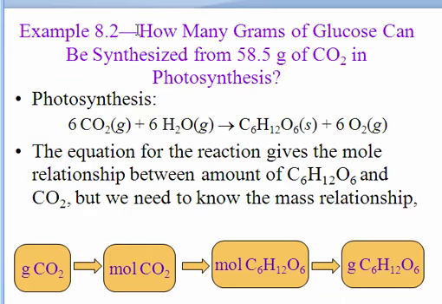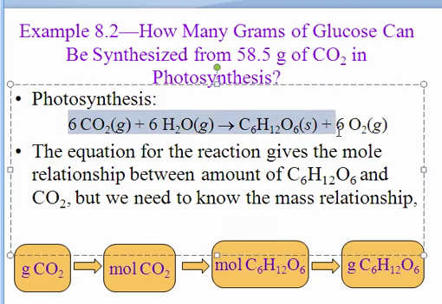So let's look at this example question. How many grams of glucose can be synthesized from 58.5 grams of carbon dioxide in photosynthesis? So here is our photosynthesis balanced equation. For 6 moles of carbon dioxide, 6 moles of water are required to react with it. And then 1 mole of glucose is synthesized as well as 6 moles of oxygen.